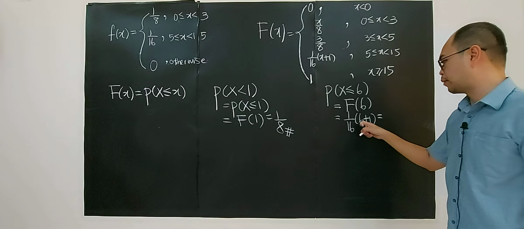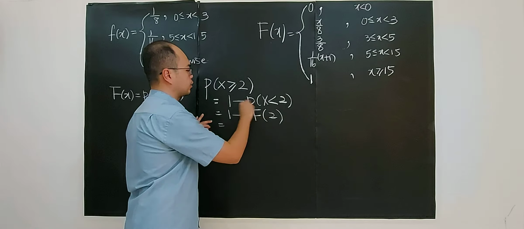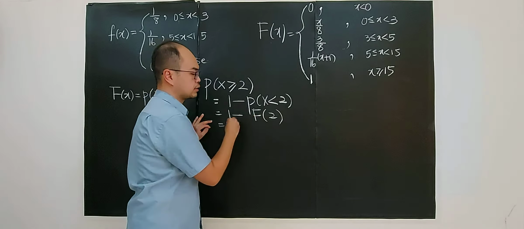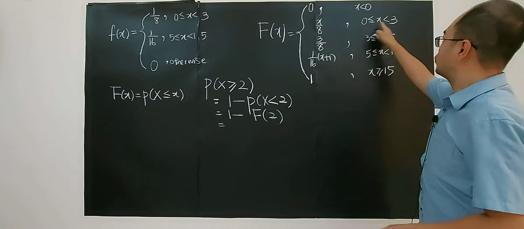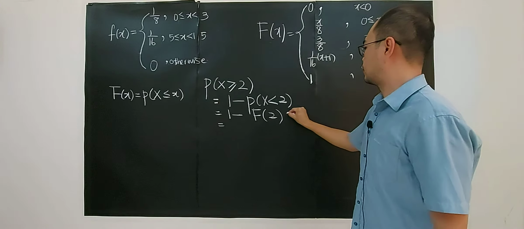Then you can rewrite this to be capital letter F(2). If you want to know the detail about why you're doing this, you can always come and see me. So it's 1 minus F(2). 2 lies in this interval, between 0 and 3, so you substitute 2 into the function. It's 1 minus 2 over 8, and 2 over 8 is 1 over 4, so you get 3 over 4. The probability here will be 3 over 4.